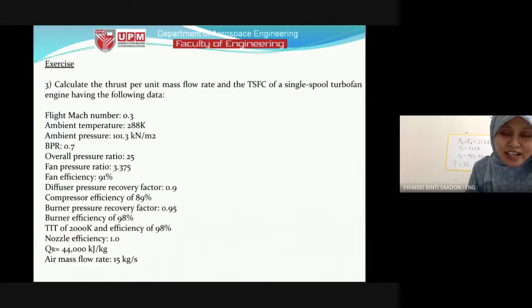This equation is actually direct. It's just that this time it is turbofan. We haven't done an example concerning turbofan; we have only done examples concerning turbojet. But the exercise is actually direct. You just have to calculate the TSFC and the thrust per unit mass flow rate, and all the parameters are given. It's just that you have to correctly apply, know where to apply which equation.